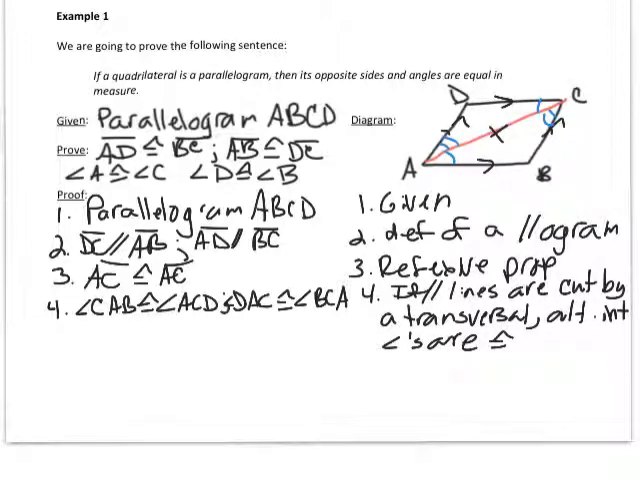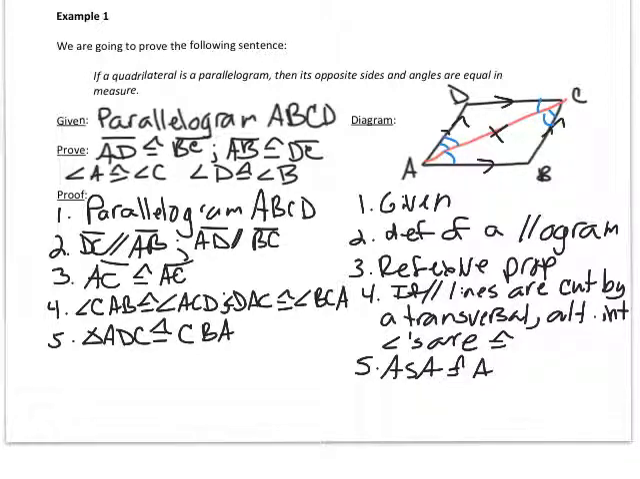Okay, so I have those angles congruent, and I'm going to go back and now say that the triangles are congruent because I have angle side angle. So I have triangle ADC is congruent with triangle CBA. And that reason is angle side angle. That's enough to get almost everything congruent except the last pair of angles.